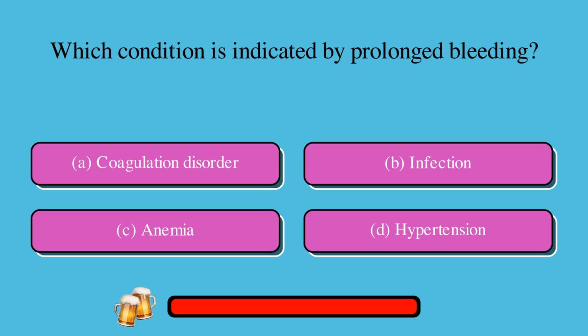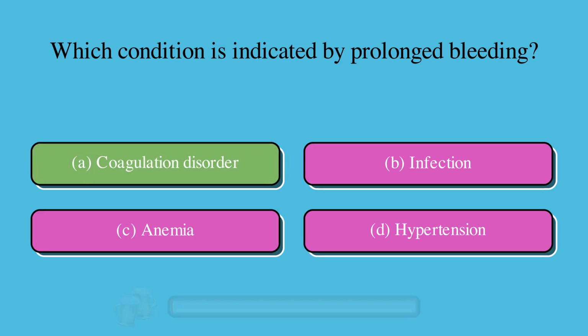Which condition is indicated by prolonged bleeding? A, coagulation disorder, or B, infection, or C, anemia, or D, hypertension? The correct answer is A, coagulation disorder.